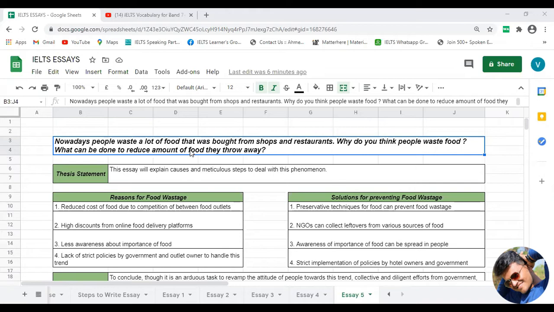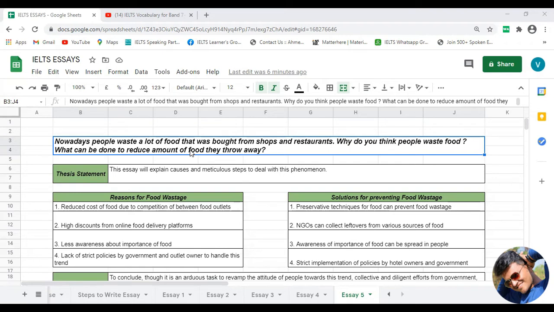Okay friends, so for today the statement of the essay is something like this. Nowadays people waste a lot of food that was bought from shops and restaurants. Why do you think people waste this kind of food? What can be done to reduce the amount of food wastage they do? So this is the statement which is given to us for writing the essay for IELTS Stars 2. For today's video, we are going to discuss this particular thing.